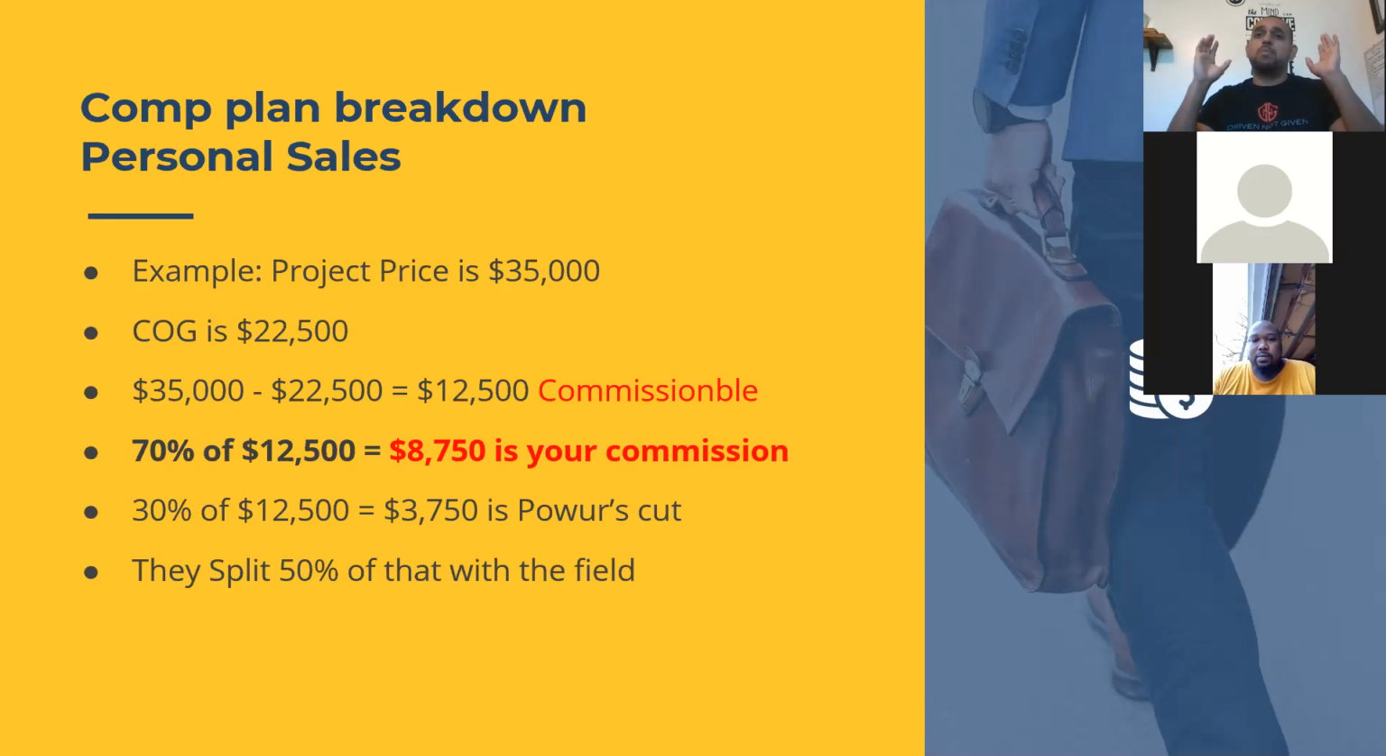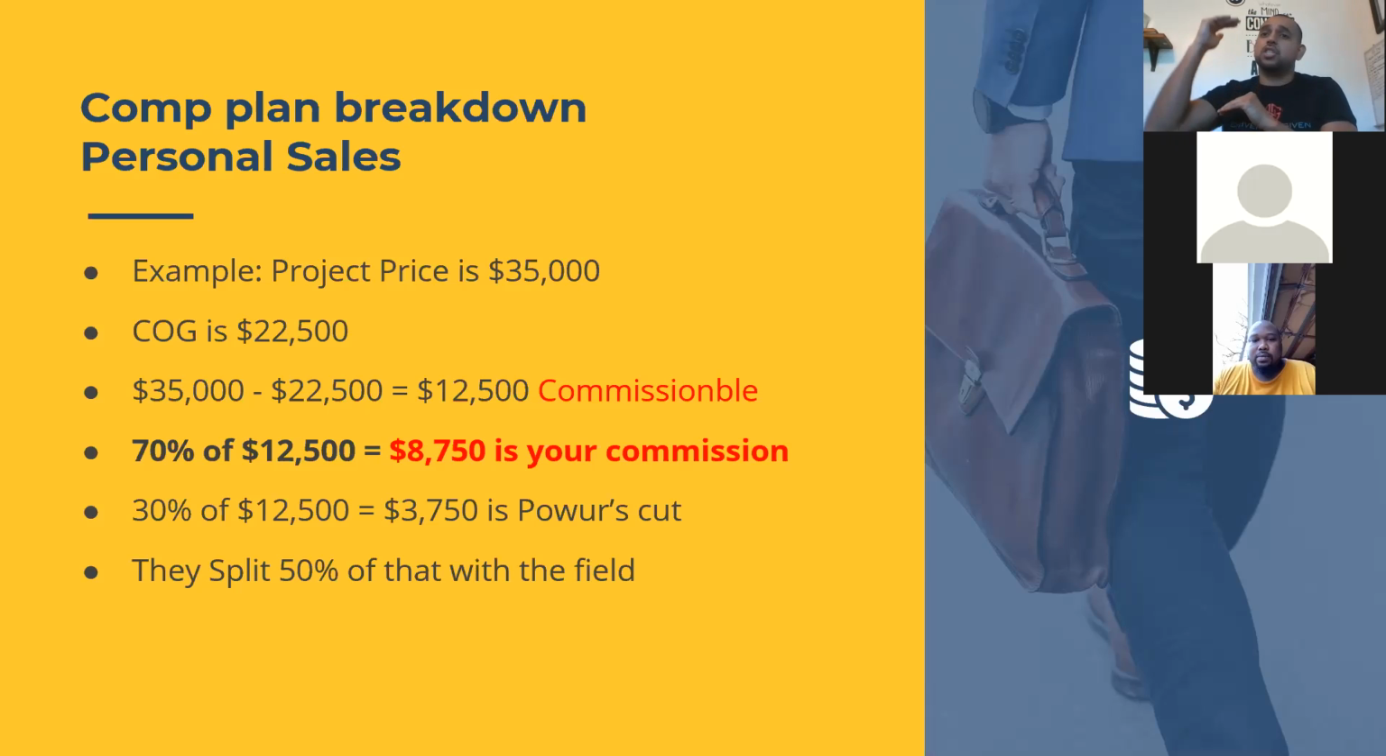Now with Powur, it doesn't matter who in the entire company sells this $35,000 job. If the cost of goods is $22,000, everybody in the company, doesn't matter whether they're 1,000 levels deep or level 1, they still make $87.50. That's the beautiful thing about our compensation plan.